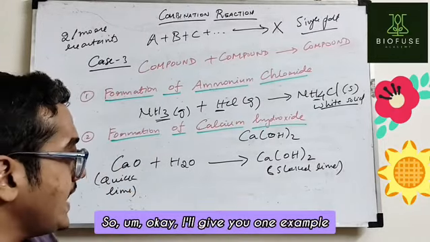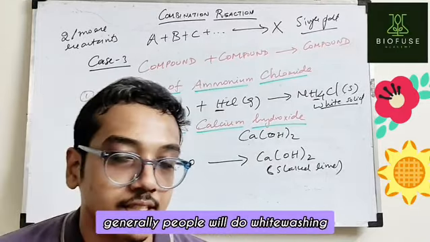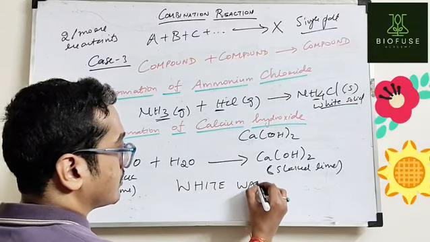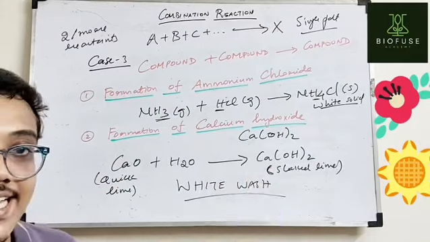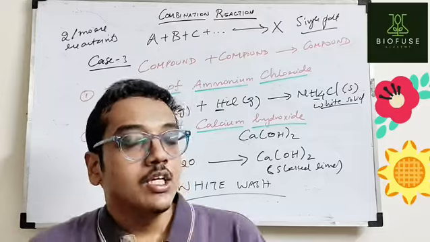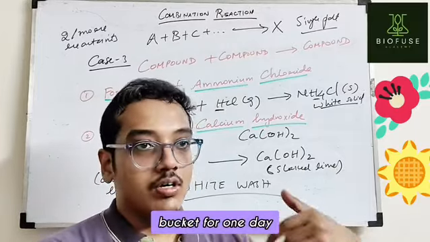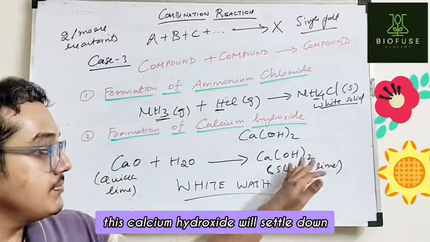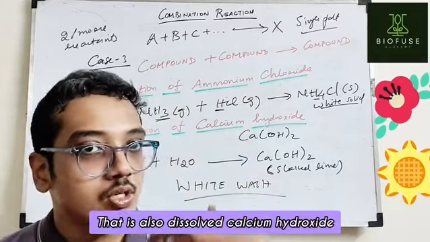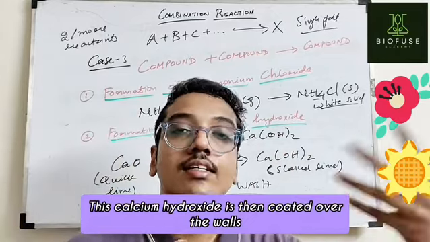I'll give you one example. Whenever you're going for a new house, generally people will do whitewashing. Have you heard of this term, whitewash? In whitewash, generally they will mix the calcium oxide in water. It will form a slurry, and after that they will keep that bucket for one day. What happens is, this calcium hydroxide will settle down and the lime water is formed on top of it. That is also dissolved calcium hydroxide. This calcium hydroxide is then coated over the walls.